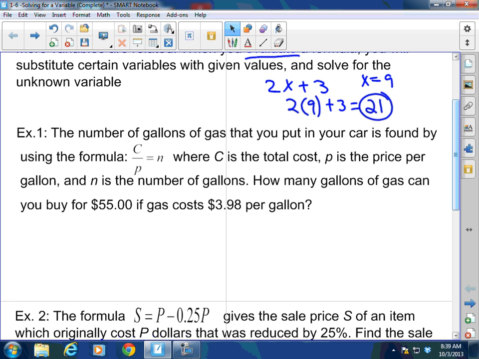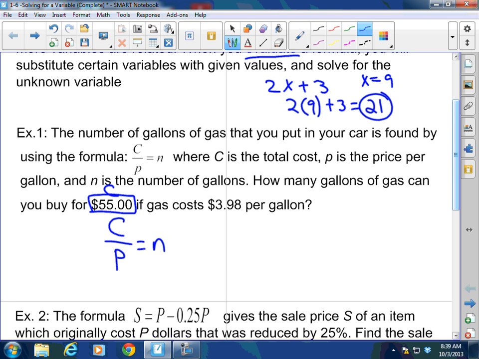Look at this for what it is. They gave me capital C over P equals N, where C is the total cost. In this case, how many gallons of gas can you buy for $55? Won't that be the total cost, C? $3.98 is the price per gallon, so that's my little p. And what did they not give me, guys? N. Very good. And what is N? N is the number of gallons, and aren't they looking for how many gallons?